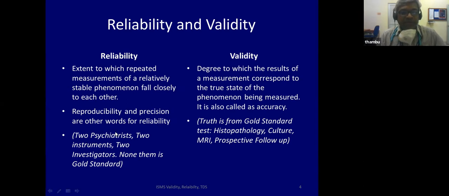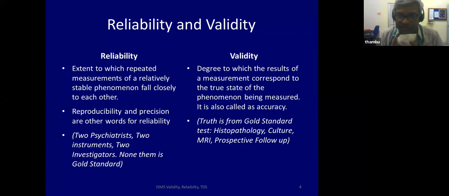Suppose there are two psychiatrists. Both are checking the same person for depression. So two investigators. None of them is a gold standard, but we just want to know how closely they are both agreeing. Both of them should find depression is there at the same time, or both should say that there is no depression in this patient at the same time. That's called reliability. So in reliability, you don't have to have something called a gold standard. Two people or more are checking the same phenomenon at more or less the same time. That's reliability.